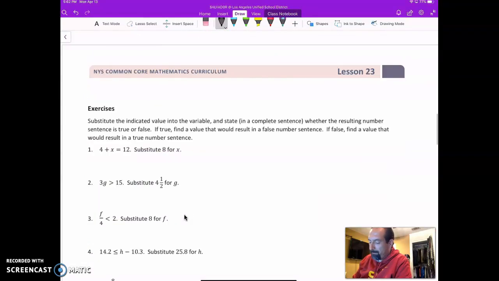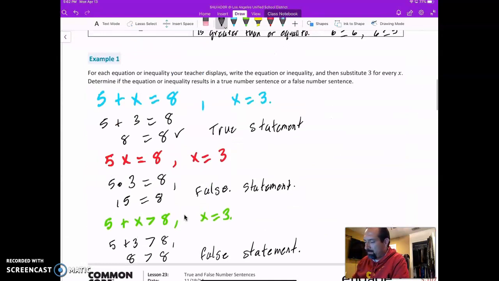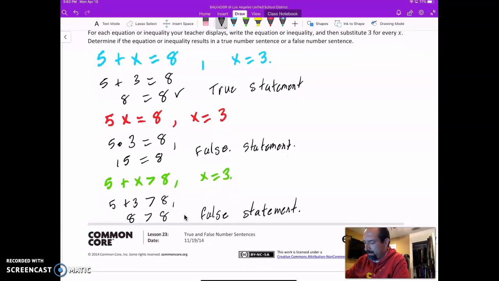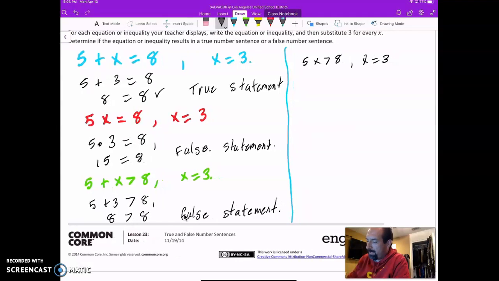So we move on and we take a look at the next set of problems. Okay. Let me see if I can do some over here on this side. For example, this one. Is 5 times x greater than 8 when x equals 3? Well, I can tell you that if I multiply 5 times 3, I'm going to get 15, and 15 is greater than 8. That is a true statement.